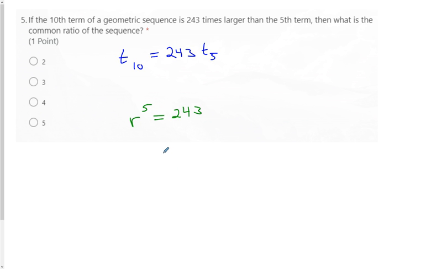So what's that going to work out to? Well, you may have a button on your calculator that can do this, where you can choose the root number. There's a square root, there's a cube root, and there's one that might look like this, where you can choose a number for the root. So you'd ask what number times itself 5 times gives us 243. But you may not have that, so let's just do guess and check.